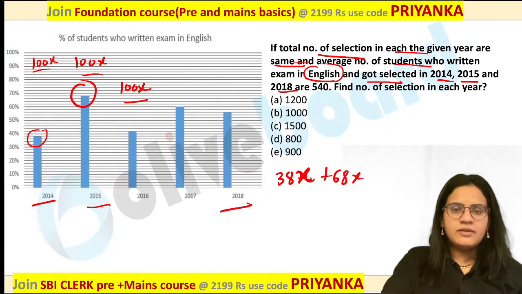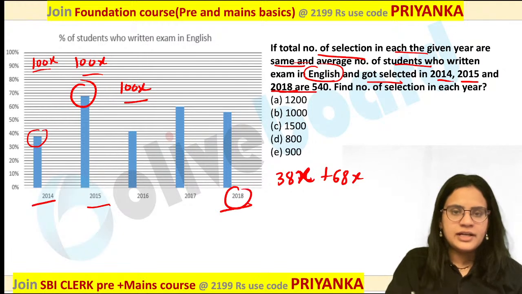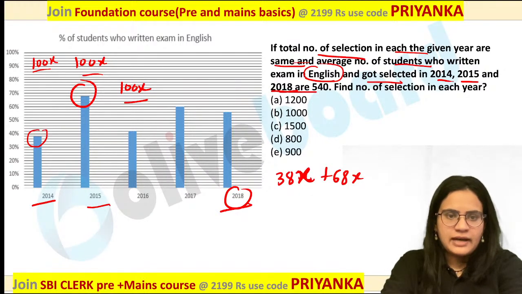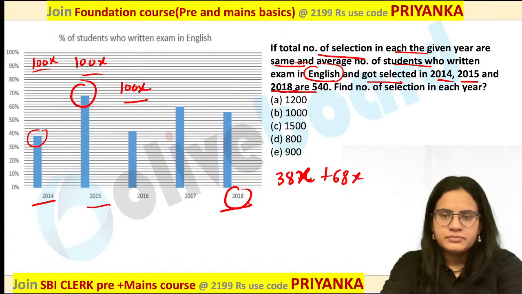And what about the third value, the 2018 value? If you are reading this, can you tell me what would be the value corresponding to 2018? Any one of you? 68. Are you sure it is 68x? Yes, it is 56x over here. Narendra, Dhruv, Vishwajit, you are right. It is nothing but 56x over here.